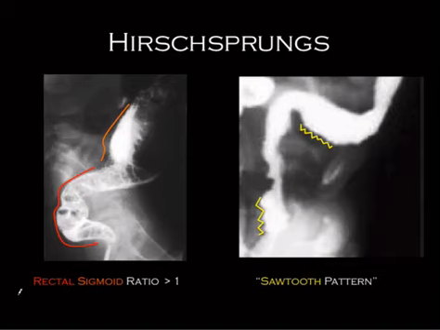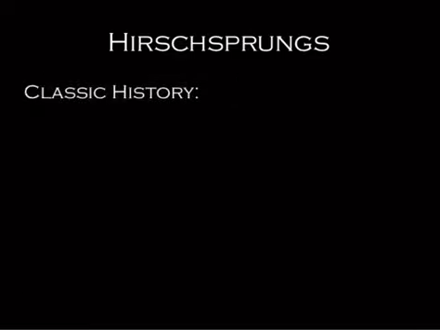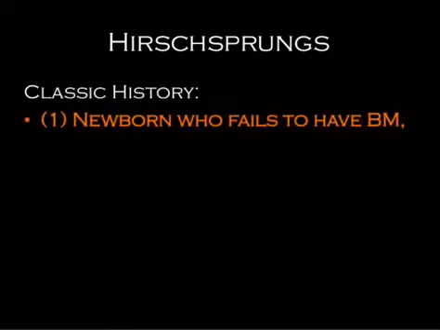The other way that they can show it is this sort of sawtooth pattern, and the reason that you see that is because it's like a mucosal spasm. It's not normal. So our classic history, they come in two flavors. The most common one is the newborn who's failed to have a bowel movement. The second one, which is much trickier, is the kid who got missed. He left, and then he comes back super duper sick, and he's got like necrotic bowel.